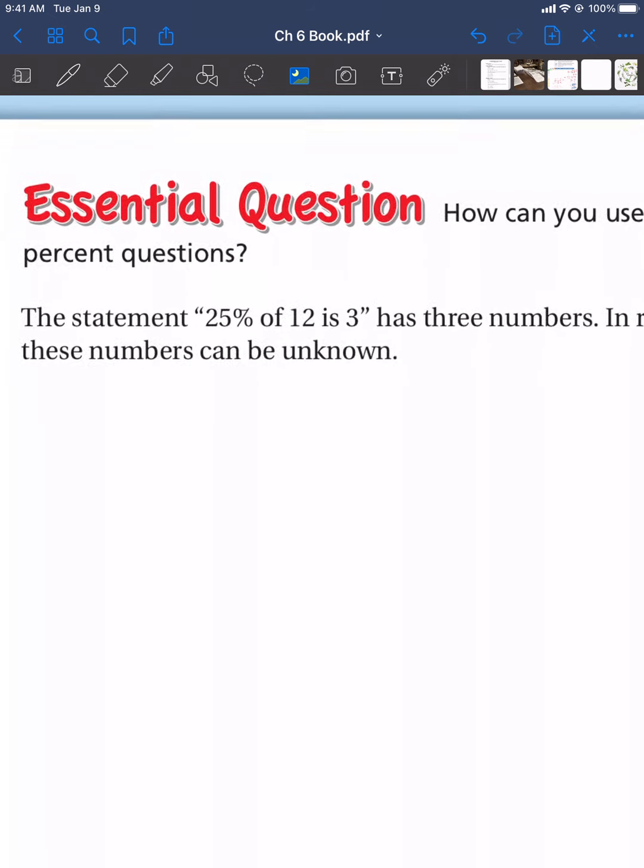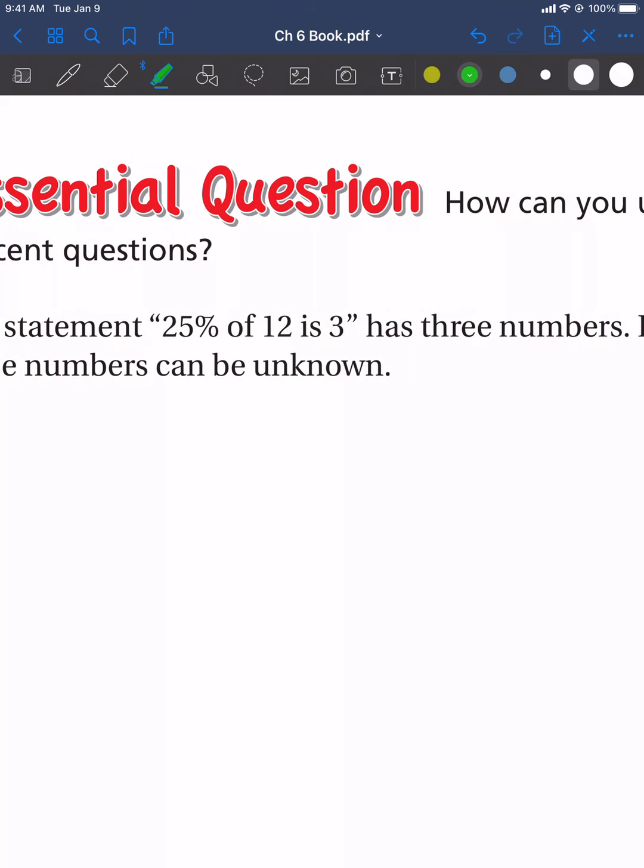Okay. If I had the statement 25% of 12 is 3, I need you to understand that I've got 3 numbers going on here, okay? I've got 25%, I have the number 12, and I have the number 3. You can actually write that as an equation. I told you that the word of means what? Of means times. I told you that the word is means what? Is means equal.